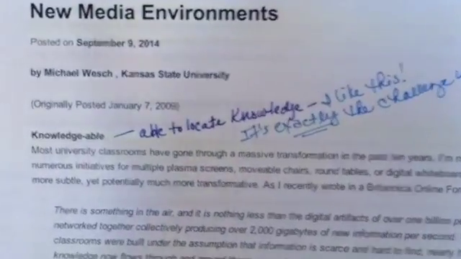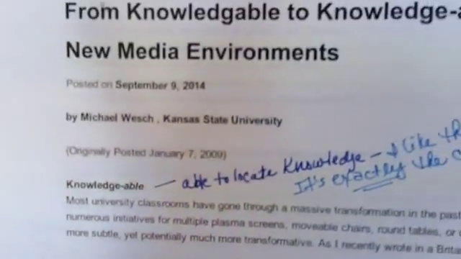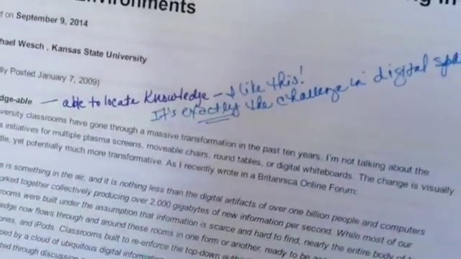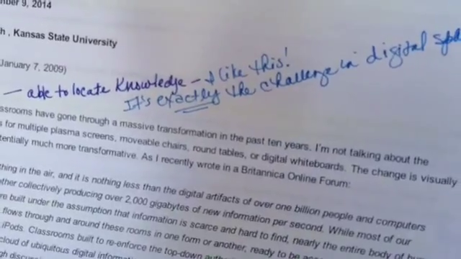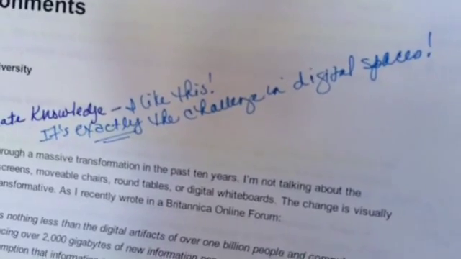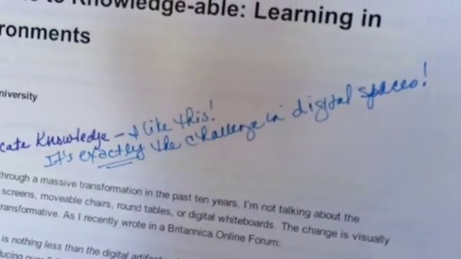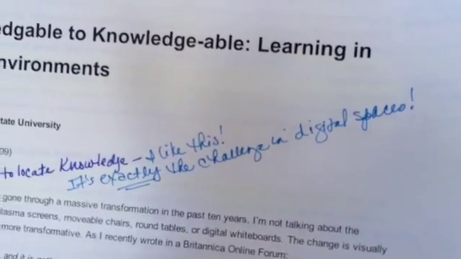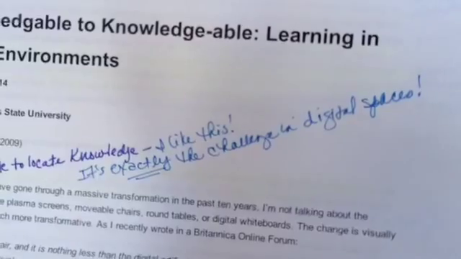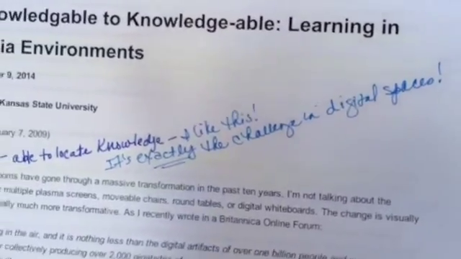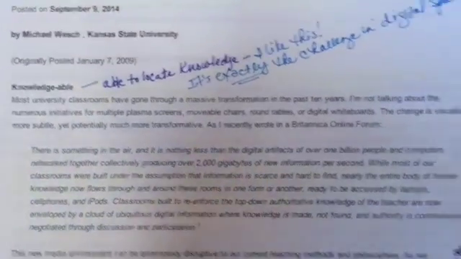So one thing I like about this article is this term right here, knowledgeable. So he's doing sort of this play on words, right? About knowledge-able, able to utilize knowledge. So I like that. I like this sort of play on words. And it is, I think, exactly the challenge we have in digital spaces, because it's one thing to know that information's out there. It's another thing kind of to know what to do with that information, or how to decide, of all the information out there, what's the best information to use, what should we use.